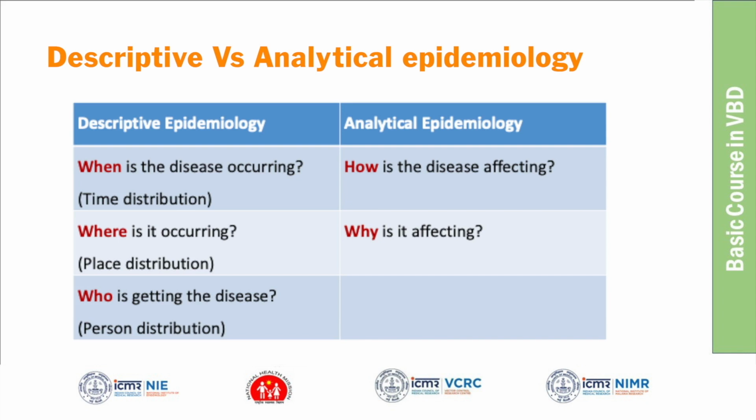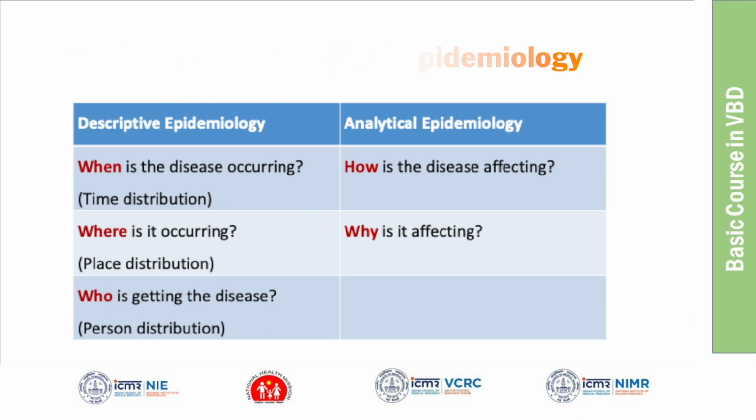And third one is who's getting the disease, why someone is getting the disease and some other person is not getting the disease, that is the person distribution. So this analytical epidemiology deals with these two questions, how and why, that is related to the causal factors. So in this lecture, we are not going to deal with that.